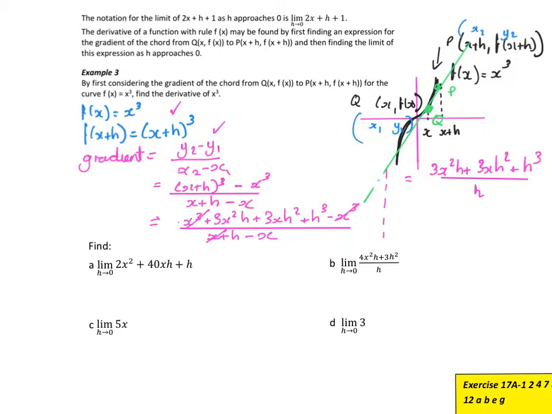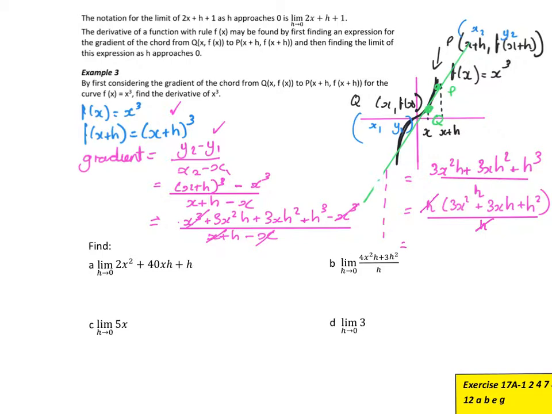So tidying that up, our x cubes disappear up the top and our x's disappear down the bottom. And so we're left with that. But of course we can take out our common factor now, which is h, and we're left with 3x squared plus 3xh plus h squared all over h. And of course now our h's will cancel down. And we're left with that bit inside the bracket.